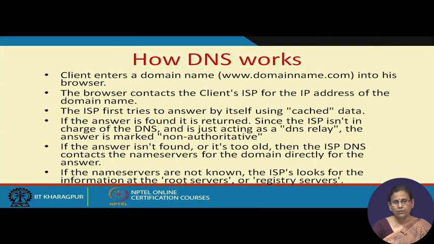By cached data we mean this domain to IP conversion. If the answer is found, it is returned. If it is not found, then it has to be forwarded to the corresponding name server of that particular domain directly. By name server we mean .com, .in, etc. Now, in case the address is found, it is non-authoritative. By non-authoritative we mean that whatever exists in the local ISP server, that value is returned. Now, if the name servers are not known, then the ISP looks for the information in the root server or the registry server. And if nothing is there, then you get a message that this address is not found or something.